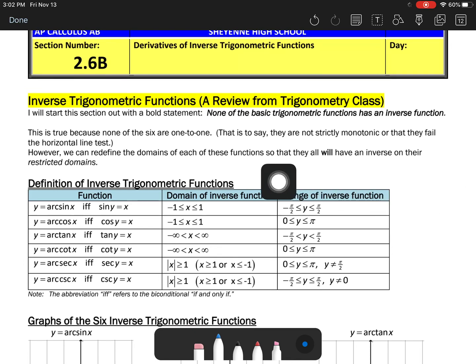So just looking at this table, it says start the section by making a statement that none of the basic trig functions actually has an inverse. And what we're saying there is if you didn't restrict the domain of the original trig function, you wouldn't be able to find the inverse because they wouldn't be one-to-one functions. In other words, they're not necessarily strictly monotonic, meaning always increasing or always decreasing, or they would fail the horizontal line test, like the tangent and cotangent functions would fail the horizontal line test, even though they appear to be always increasing or decreasing, but because they repeat that shape, they wouldn't be passing that horizontal line test.